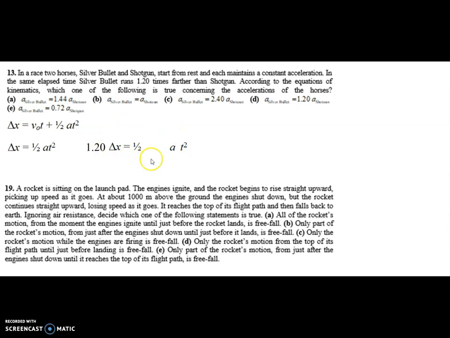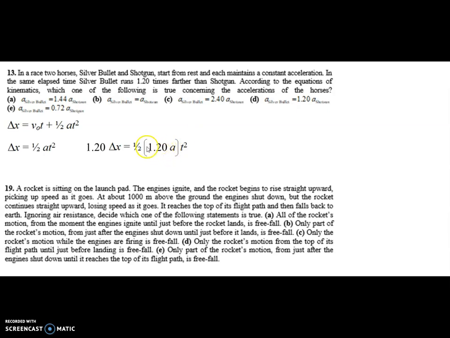I'm leaving a blank in here to see what factor would go in for acceleration, and time is not changed at all because it says in the same elapsed time. So here we're not changing time at all. We're just going to compare the distance to the acceleration. So now we're thinking about what would make this a mathematically correct statement. If the left-hand side is multiplied by 1.2, the right-hand side also has to be multiplied by 1.2.